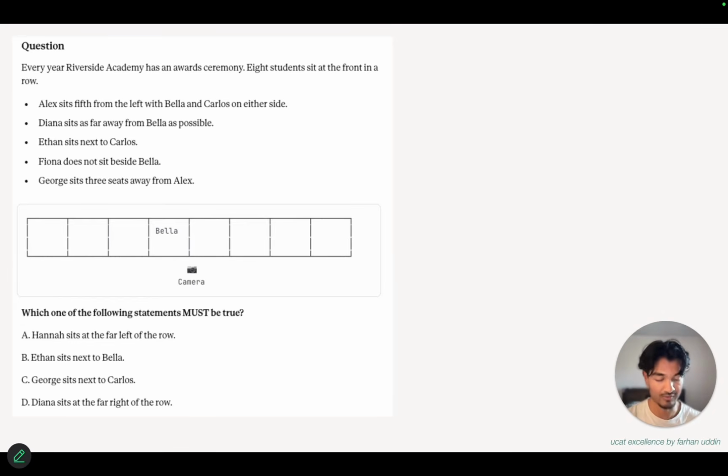And let's go through the statements to find the concrete piece of information. Alex sits fifth from the left with Bella and Carlos on each side. So 1, 2, 3, 4, 5. This is Alex and Carlos on this side. Diana sits as far away from Bella as possible, so Diana's going to have to be here. Ethan sits next to Carlos, so Ethan can only really be here. Fiona does not sit next to Bella, so Fiona could be here or here, I don't know.